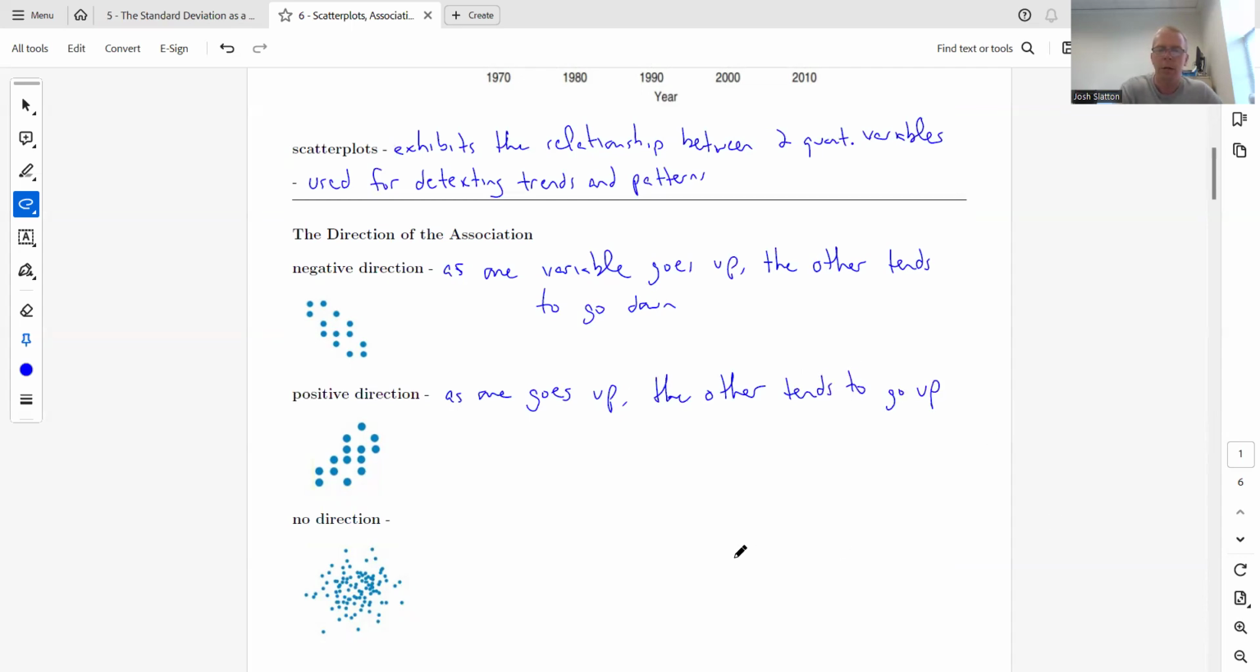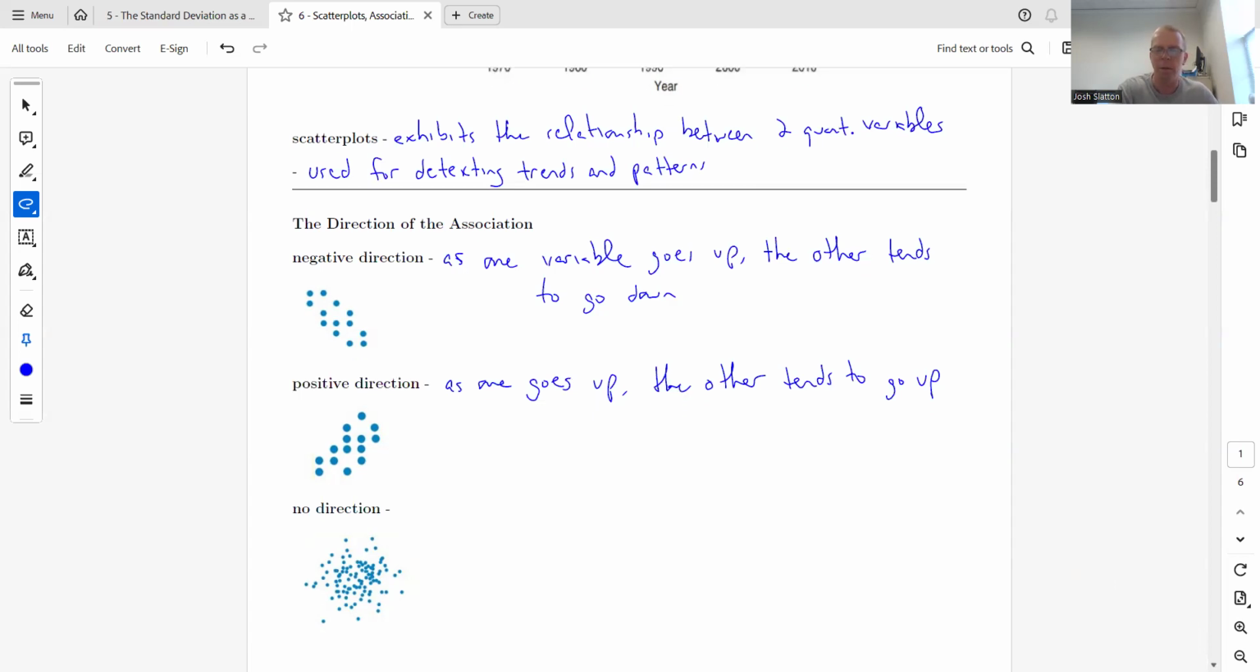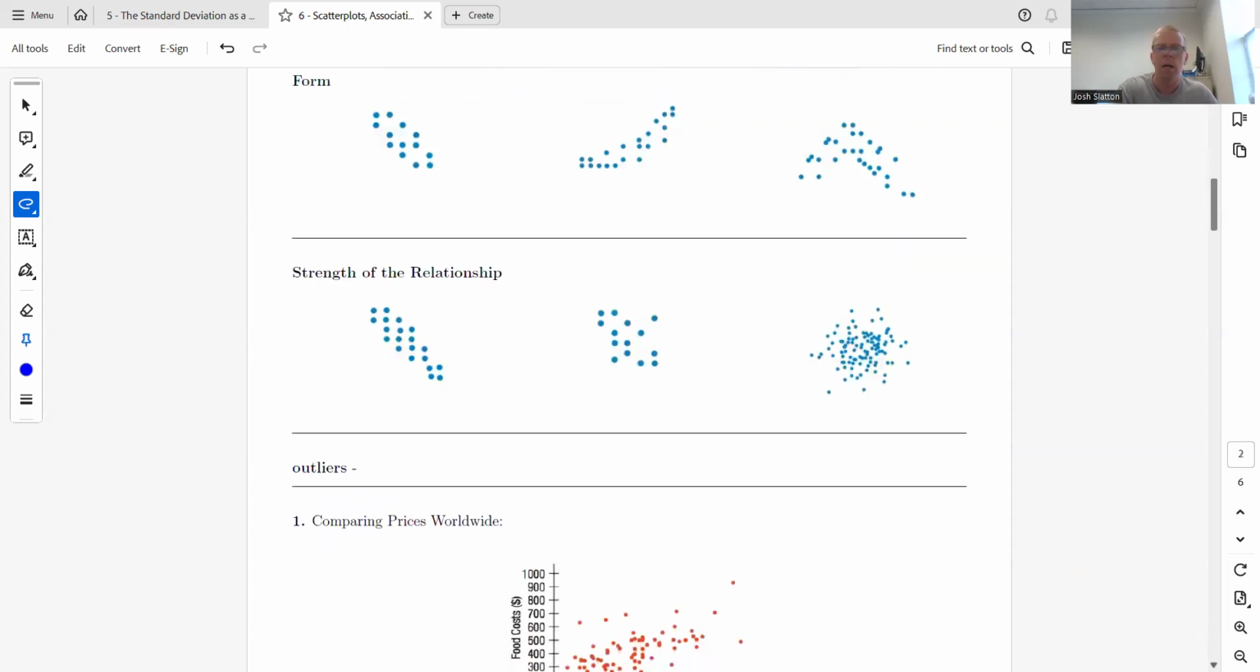All right, and then no direction. Knowing if one goes up, the other one could go up or down. And so that doesn't really tell us anything. We can see no direction. There's just kind of chaos on the scatter plot and we can't really learn anything other than there's probably no relationship there. Then we can talk about the form.